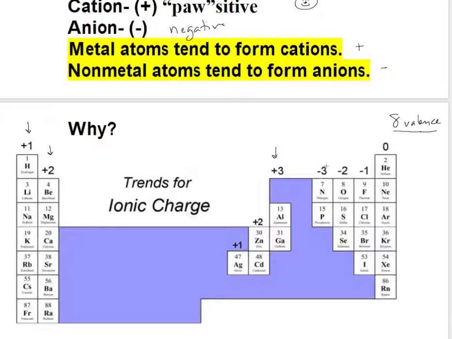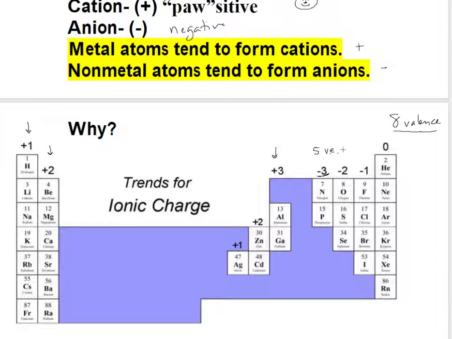Over here, these nonmetals tend to form negative ions because nitrogen, for example, has 5 valence electrons. I'm going to put VE for valence electrons. And it's only 3 away from having 8. So nitrogen is going to do what it can to find an extra 3 electrons and become a full octet. So when it has its 8 electrons, it becomes more stable.